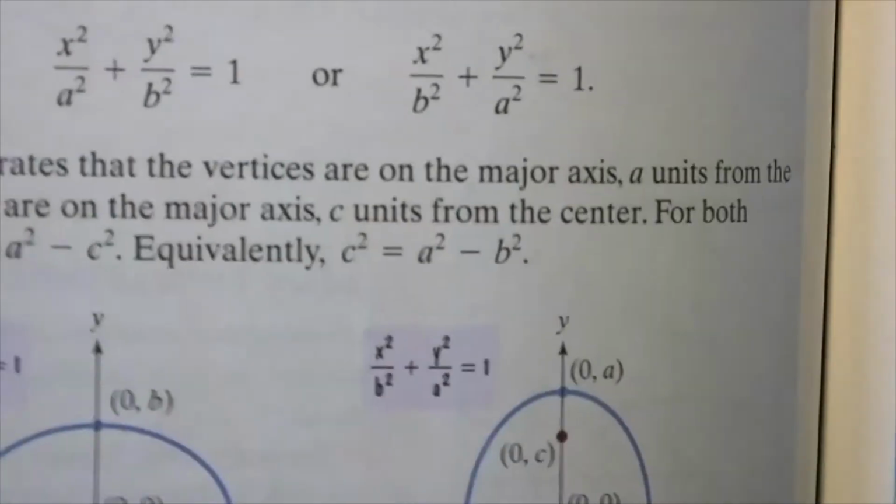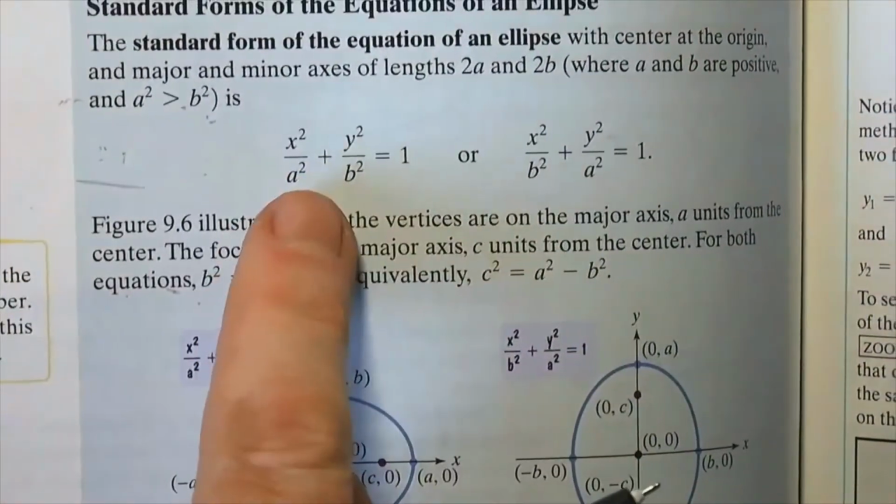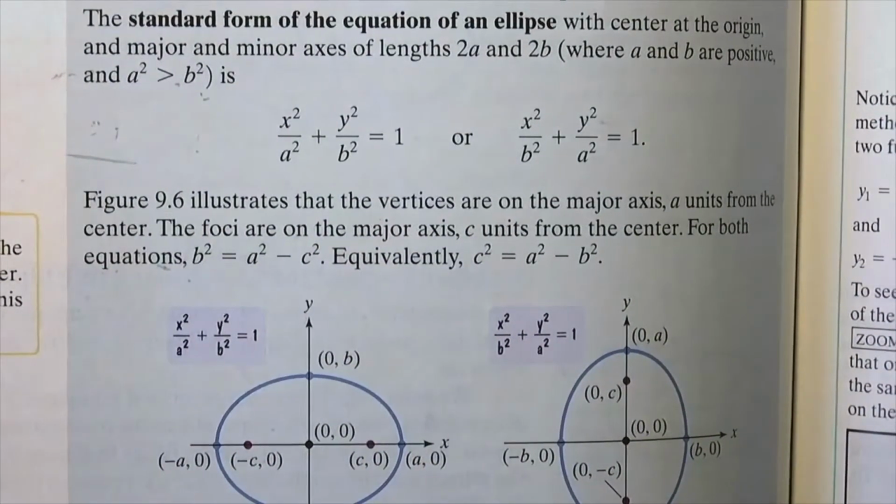And I would not look at the book here. The book makes it look like you need two different equations depending if it's wide and tall. You don't. The book makes it really confusing. Let me just show you how easy this is to do.